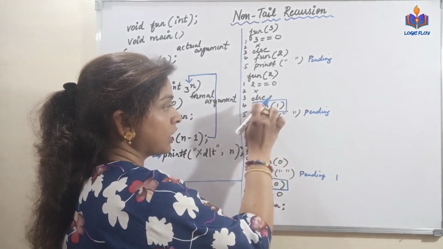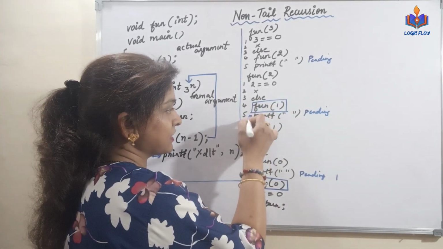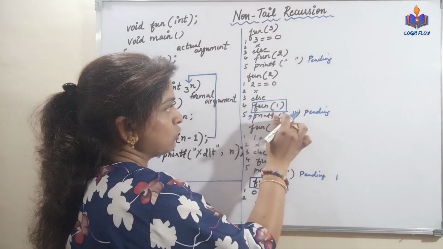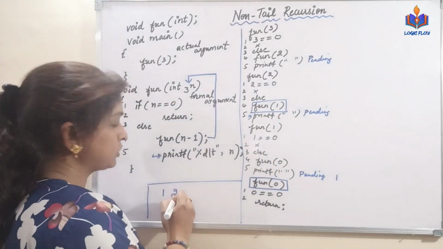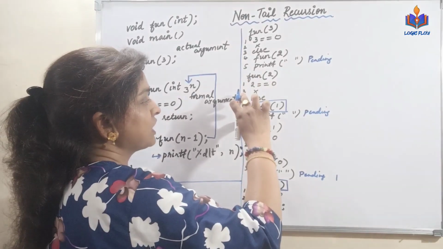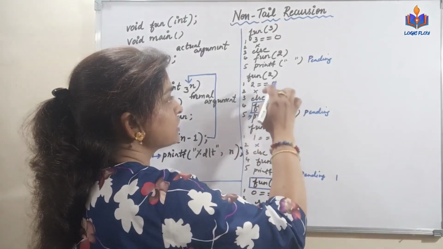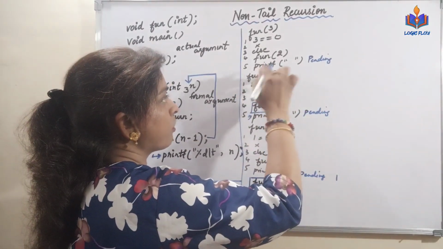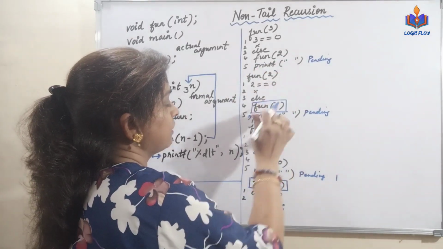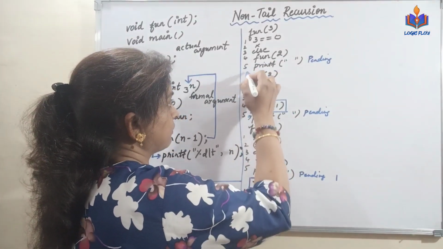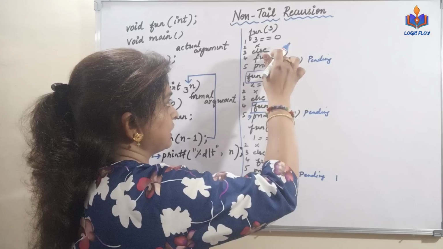So here control will be to this place, again printf that value of n. So it is 2. Again all the 5 statements done. Return to the place where function 2 was called. Function 2 was called in this place.